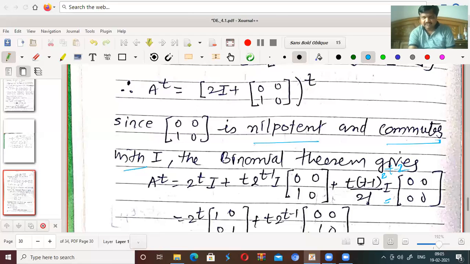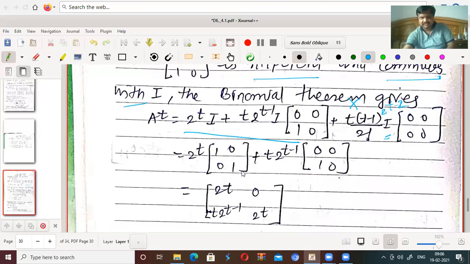The second power means 0, 0, 1, 0 into 0, 0, 1, 0. If I take the product, you will get first row, first column 0, first row, second column 0, second row, first column 0, second row, second column 0. We get a null matrix, and all other powers are again 0. So I will drop those, and you get only these two terms for A to the power t: 2 to the power t into the identity matrix plus t into 2 to the power t minus 1 into 0, 0, 1, 0. That can be written as 2 to the power t into 1 plus t into 2 to the power t minus 1 into 0, so only we get 2 to the power t. Second term, 2 to the power t into 0 plus this term into 0, we get 0.